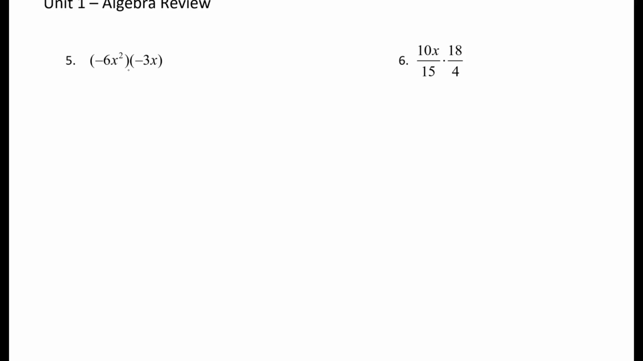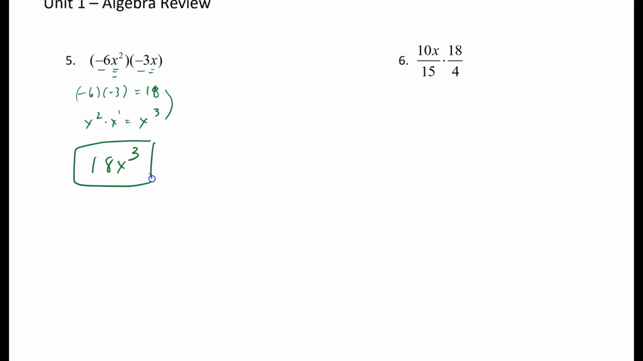Number 5, similar here. There's a bunch of things multiplied together. So we have a negative 6 and a negative 3. So negative 6 times negative 3 will give us an 18. And then we have an x squared times an x. So x squared times x is, remember we add those exponents. There's an implied 1 there, x cubed. And then we have to multiply these two things together to get 18x cubed as the final simplified expression.